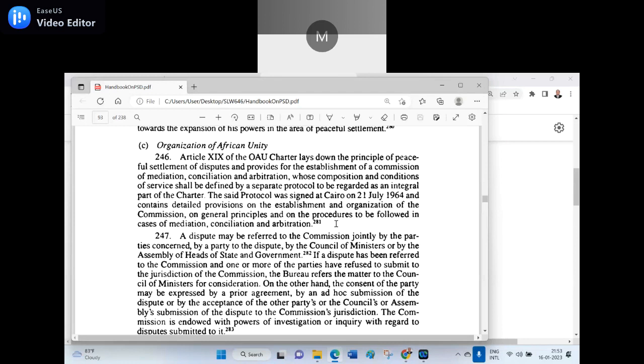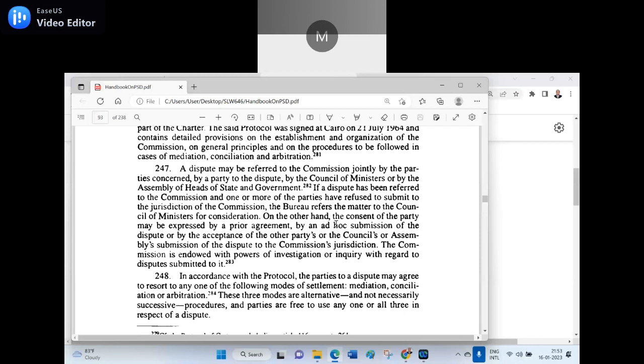Do you think that Cairo is also one of the members of the African Union? Yes, sir, the answer is yes. Because Cairo, which country does Cairo belong to? Cairo, Egypt. So Egypt is also one of the members of the African Union, and a dispute may be referred to the commission jointly by the parties concerned. If the parties choose, they can refer the matter to the commission, and a party to the dispute by the council of ministers or by the assembly of heads of state and government. The head of government or the representative of the state will represent when there is a dispute among the parties who are members of the African Union.